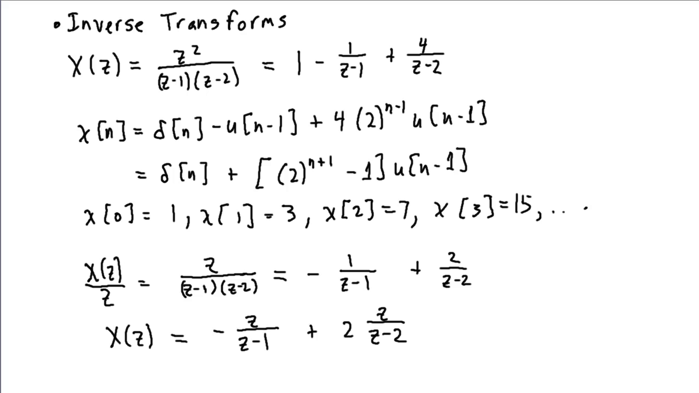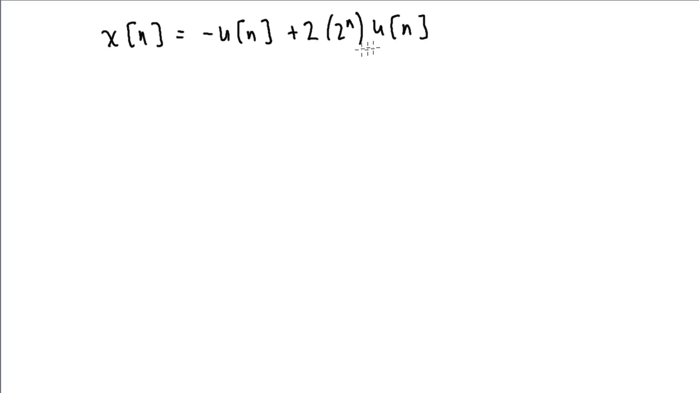So I can find both of these now in my table of transforms, and the result is x of n is just, the first term is our unit step, and then the second term is plus 2 times 2 to the n times our unit step. And I can rewrite this as 2 to the n plus 1, writing 2 as 2 to the 1, and then combining the exponents here, minus 1 times u of n.